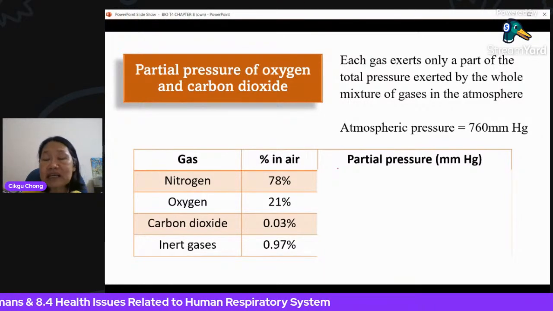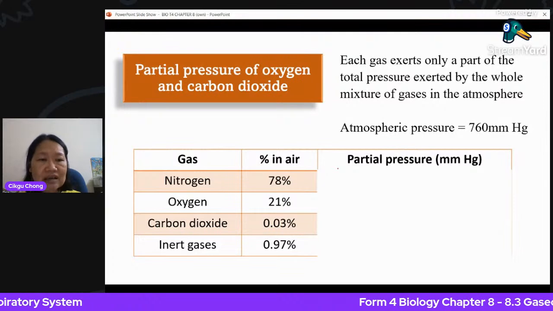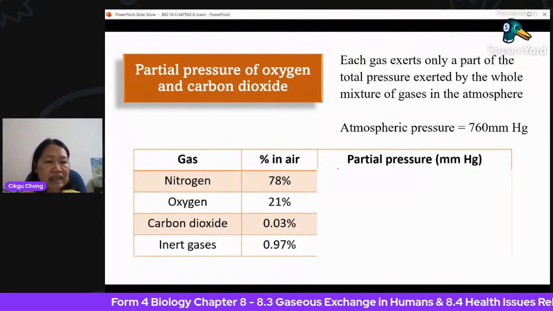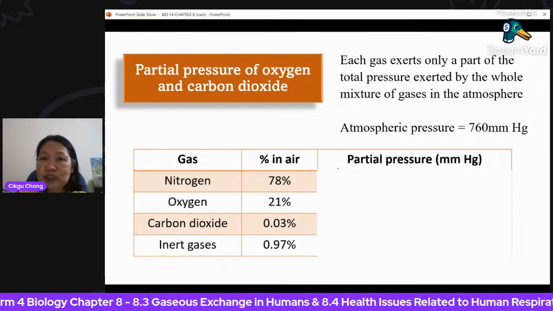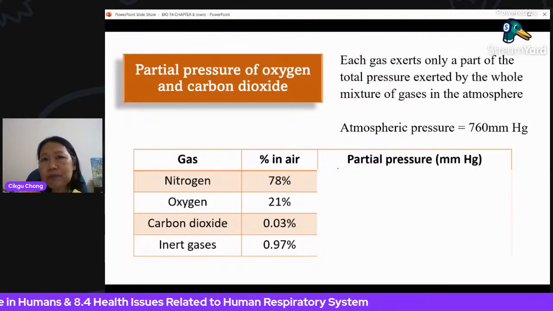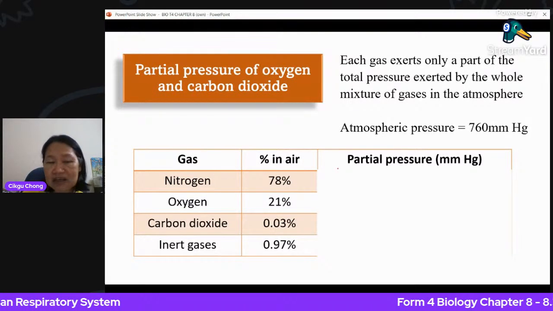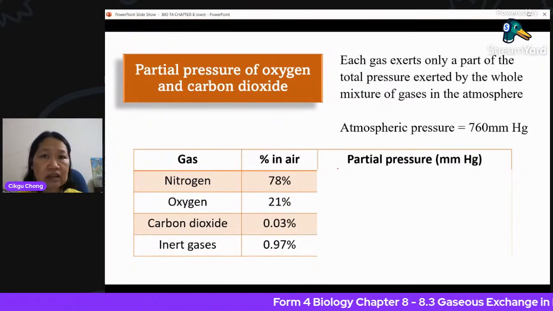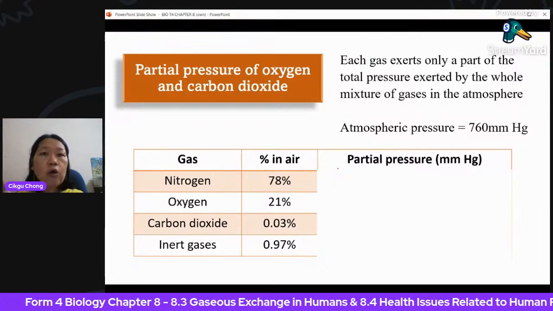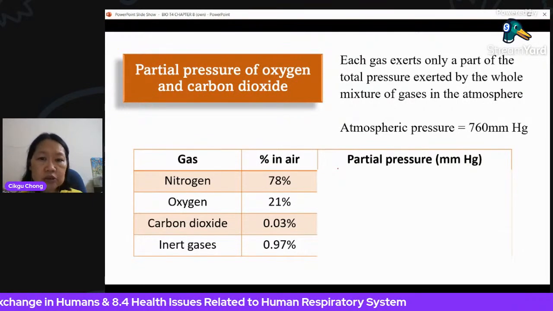You cannot take 100 million of profit and divide it by four, with each one getting an equal portion of 25 million. Then nitrogen will say, hey, it's not fair. I am holding the majority of the stocks. Why am I getting the same as carbon dioxide, which only holds 0.03%? So the profit that a person gets is proportional to the amount of stocks that person holds, correct or not? Same thing here. If nitrogen constitutes 78% of the entire volume of the gas, definitely the partial pressure will be higher, because nitrogen contributes more to the partial pressure.